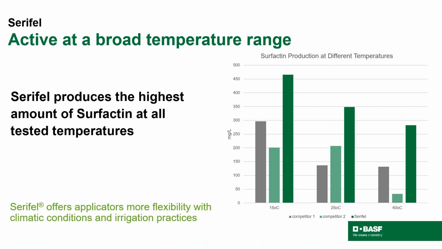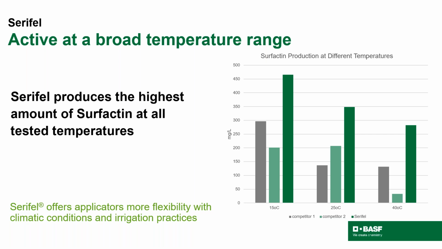As mentioned before, one of the metabolites produced by Serifel is called surfactant. The name for this metabolite is not a coincidence. It was named this because it acts like a surfactant, and it helps the fungicide to stick to the plant. The more surfactant metabolite produced, the better it will stay on the leaf.